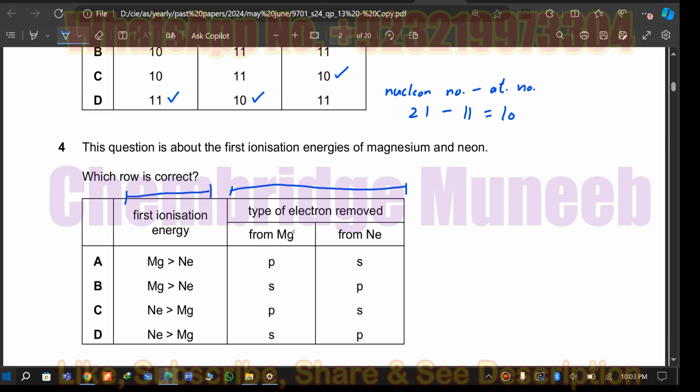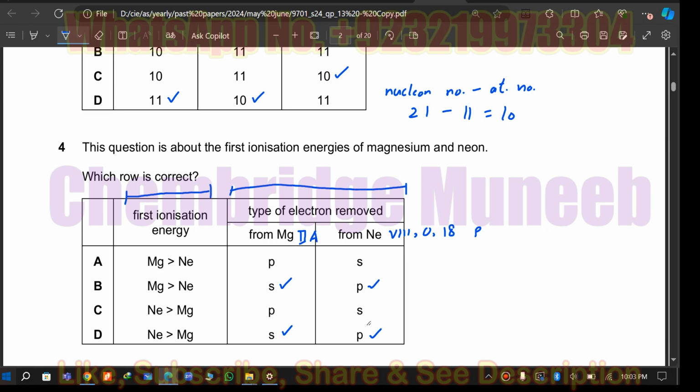Magnesium belongs to the S block, so simply the electrons removed from magnesium will be from S. It is in group number 2A, and 2A comes in the S block. Neon, on the other hand, is present in group number 8, or we can say group 0 or group 18, and its block is P. So the electron to be removed in the case of neon will be from the P subshell.